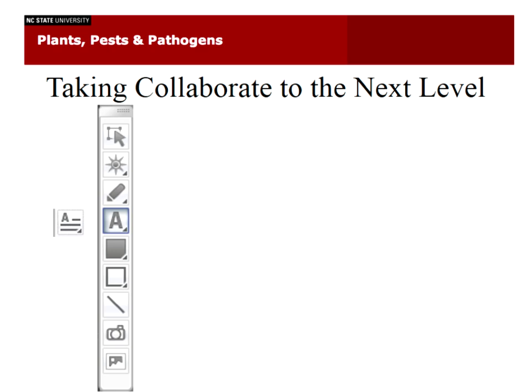Now, it may be an A with some lines below it, or it may be just the straight letter A. And if it's the lined version, go ahead and click on it and change it over to the simple letter A for a simple text label and get ready to do this next exercise.